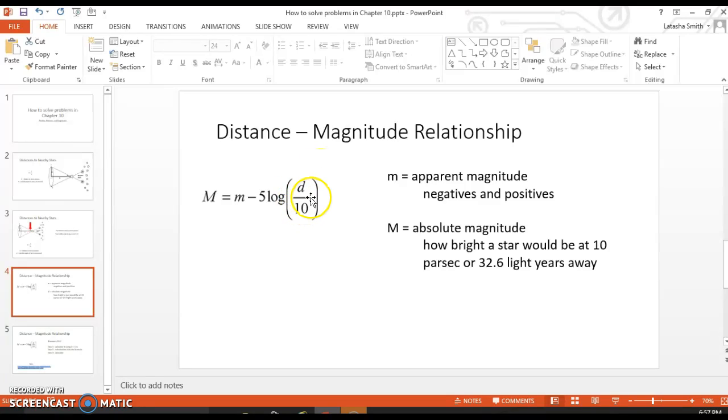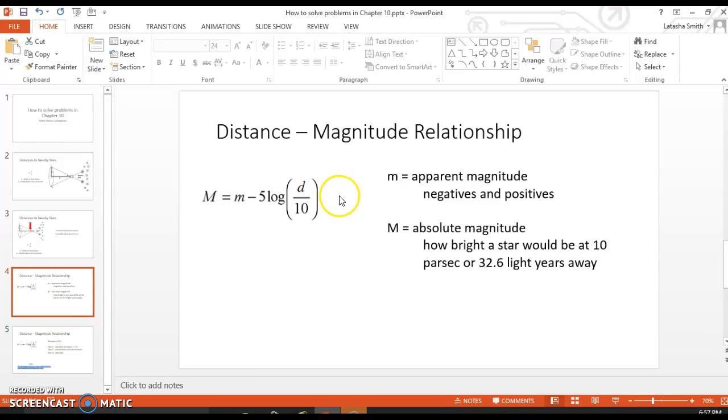Unlike distance equals 1 over the parallax angle, this is a direct relationship between the magnitudes. We just talked about the apparent magnitude, and notice where the D is. The D is on top of the division bar. Also notice the D is on top, and it's also related to the absolute magnitude. Now let's talk a little more about absolute magnitude. That's how bright a star would be given a certain distance.